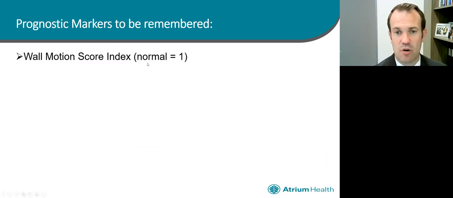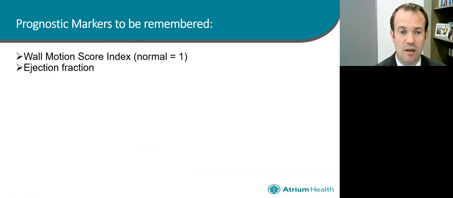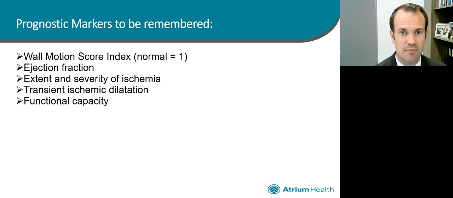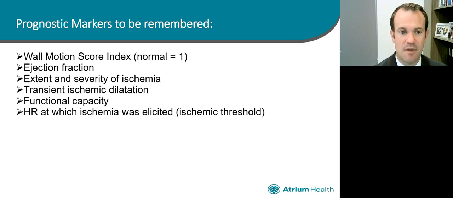Again, a wall motion score index of 1 is excellent and has a very good prognosis. A reduction in ejection fraction at rest or with stress is a bad prognostic marker. The extent and severity, in other words, the number of segments that are ischemic, if there's transient ischemic dilation, a poor functional capacity, the early ischemia at a low heart rate or ischemic threshold are all poor prognostic features.